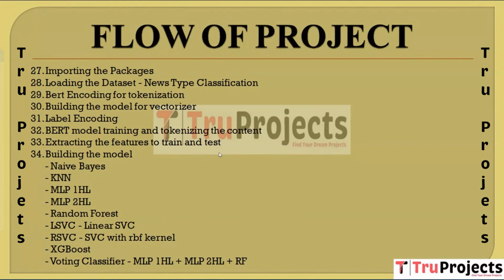Next here we have extracting the features to train and test. The features extracted from the tokenized news articles are split into training and testing sets. The training set is used to train the classification model, while the testing set is used to evaluate their performance.